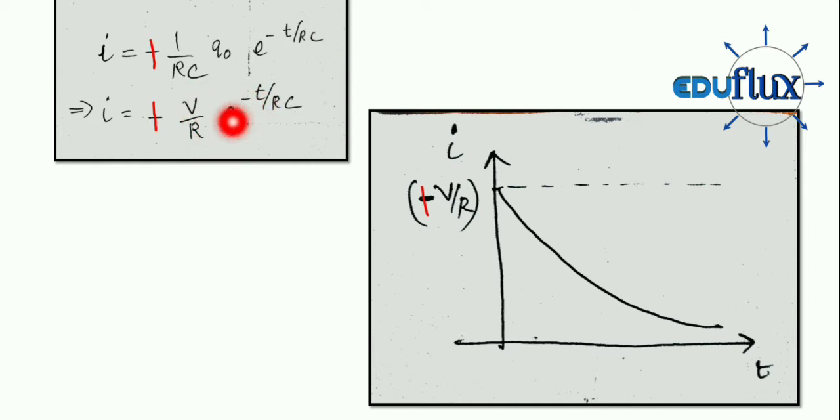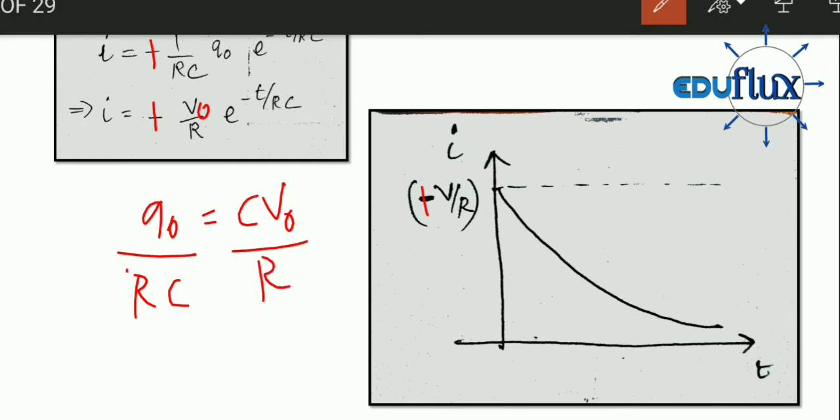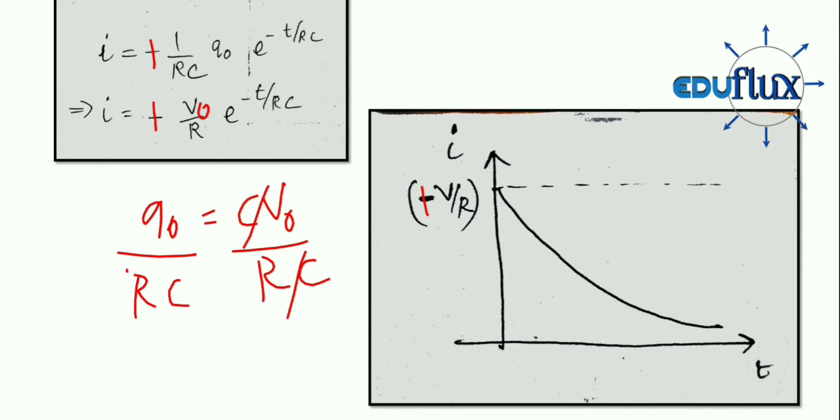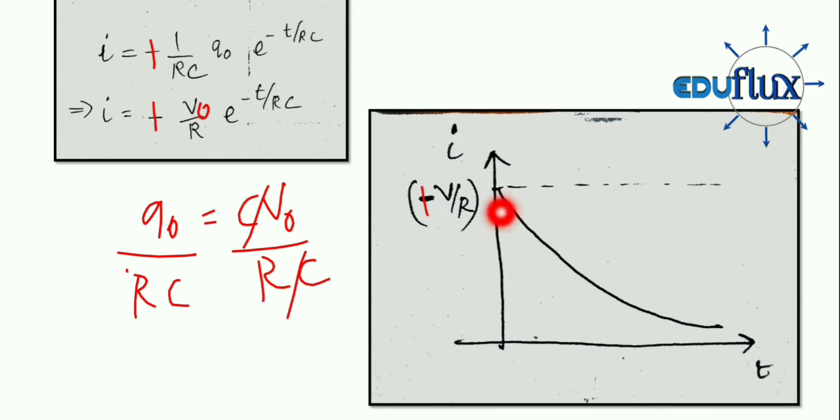So V by R is equal to q naught into e to the power minus t by Rc. What is q naught? Q naught is equal to C into V naught. So now 1 by Rc, q naught by Rc, will be V naught by R, that is the initial current. And the current will slowly start decreasing. Since the charge is decreasing, the rate of flow of charge will also decrease.